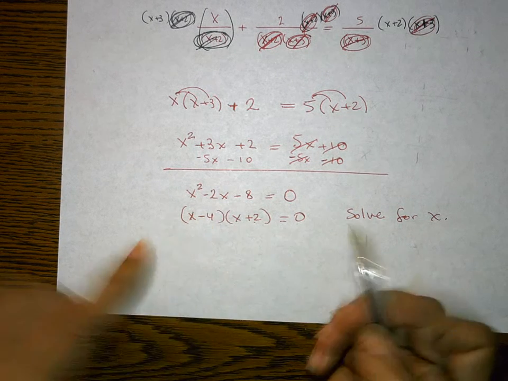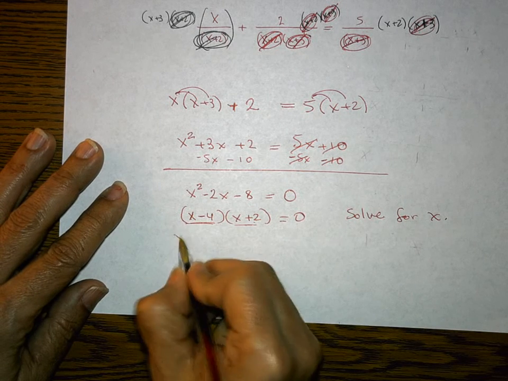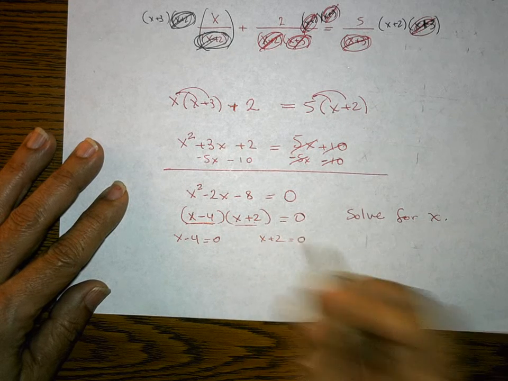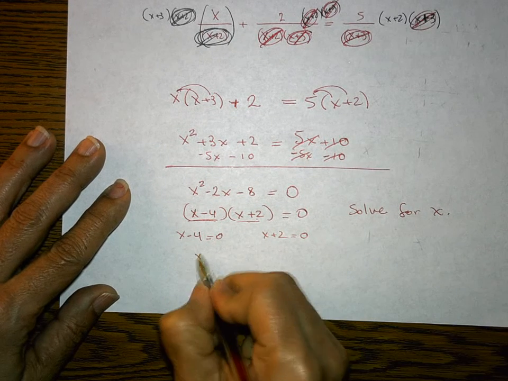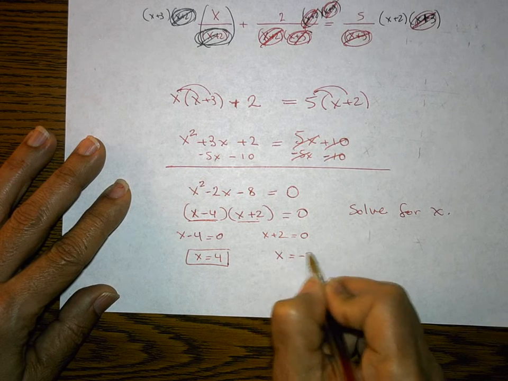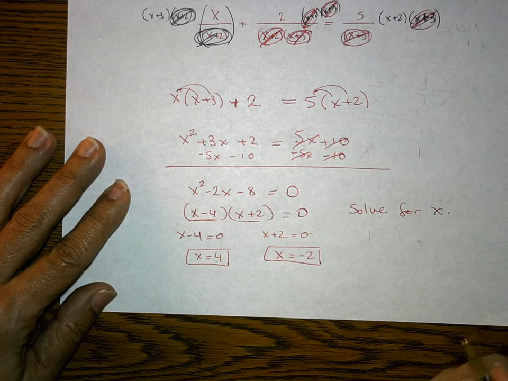Now I solve for x by setting each of these equal to 0. x - 4 = 0, and x + 2 = 0. We get the solution that x equals 4. That's beautiful. And x equals negative 2. There we go. If you add the 4 and if you subtract the 2, these are solutions.